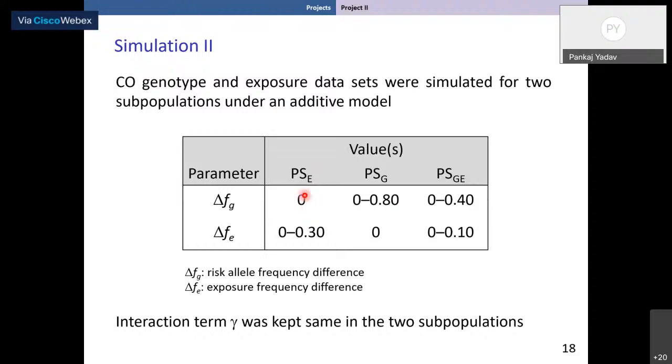For creating genetic stratification, I set delta FE equal to 0, and then we can have different values of delta FG to create the genetic stratification. Similarly, we can have a scenario where we only change delta FE, whereas we keep delta FG the same in both populations. In the third scenario, I have varied both delta FG and delta FE to create different scenarios of joint stratification by the two factors. Just to point out, the interaction term was kept the same in both populations. So I assume that the effect of interaction in the two subpopulations is the same in the different settings.